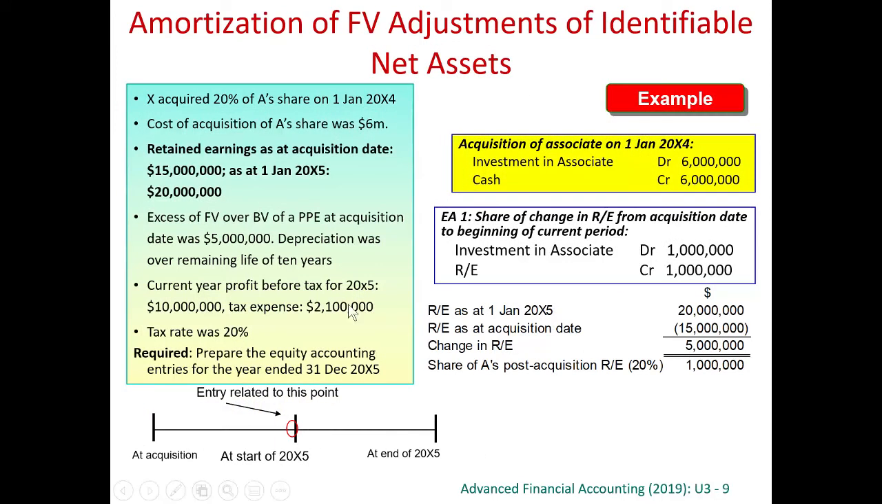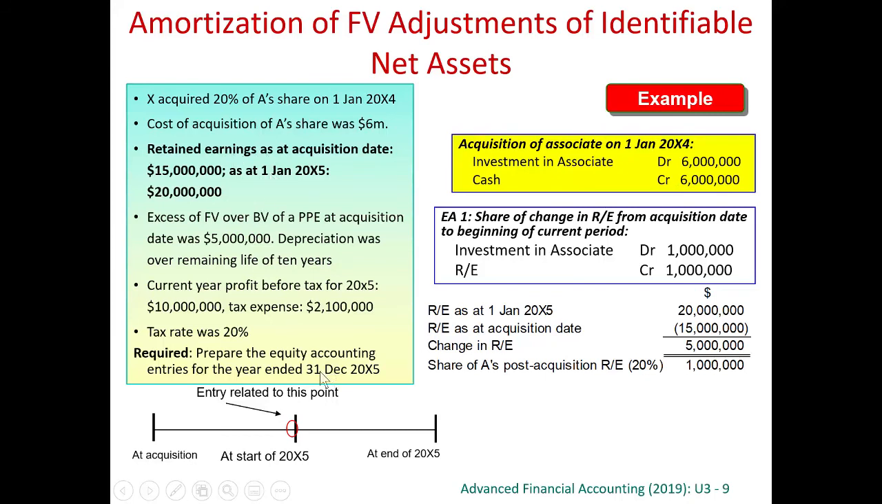Let's see a simple example. Here, S acquired 20% of an associate. We call it an associate because we got 20%. If you have got 20% significant influence, I don't argue with you. This is an associate. When did we purchase it? We purchased it on 1st of January 2004. On that day, the cost of acquisition was 6 million. Therefore, on the day of acquisition of this associate, you must have debited investment in associate and credited cash 6 million.